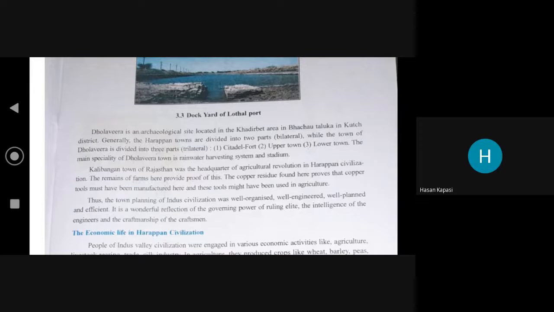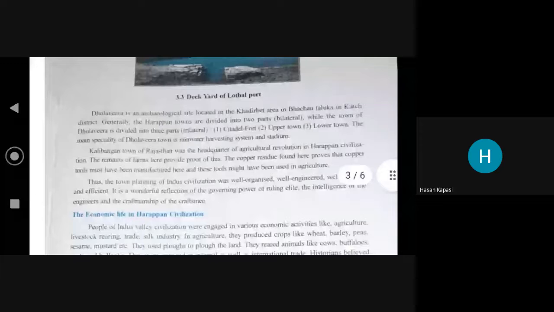Yes, Hassan, can you revise? Yes, ma'am. Dholavira is an archaeological site located in the Khadirbet area in the Bhachau Taluka in Kutch district.